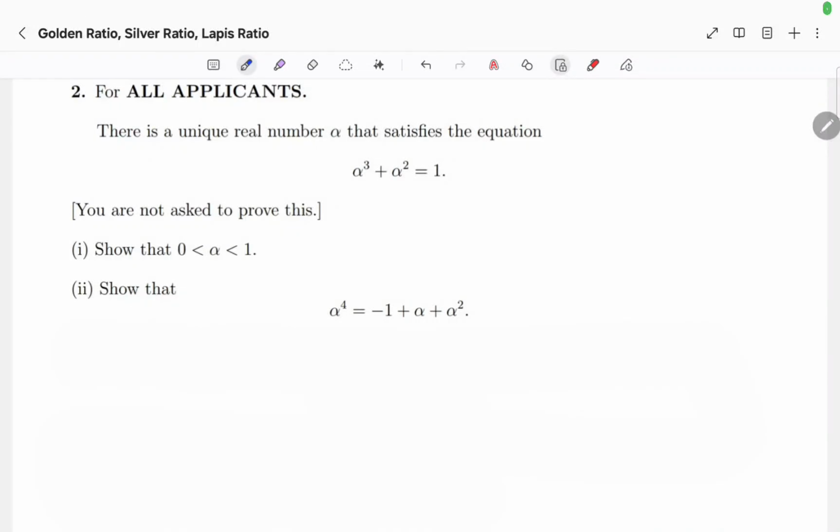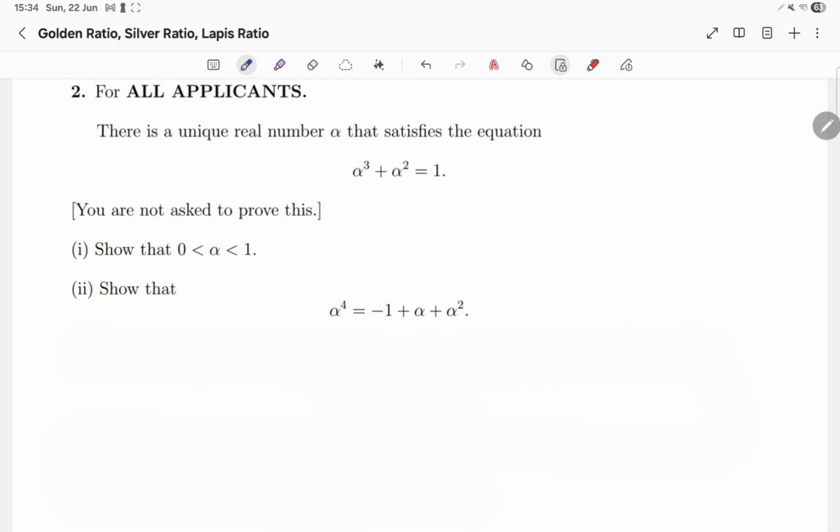Hello and welcome back. Today we'll be doing question 2 from the 2017 math paper. This is a question intended for all applicants. There is a unique real number alpha that satisfies the equation alpha cubed plus alpha squared is equal to 1. You are not asked to prove this.